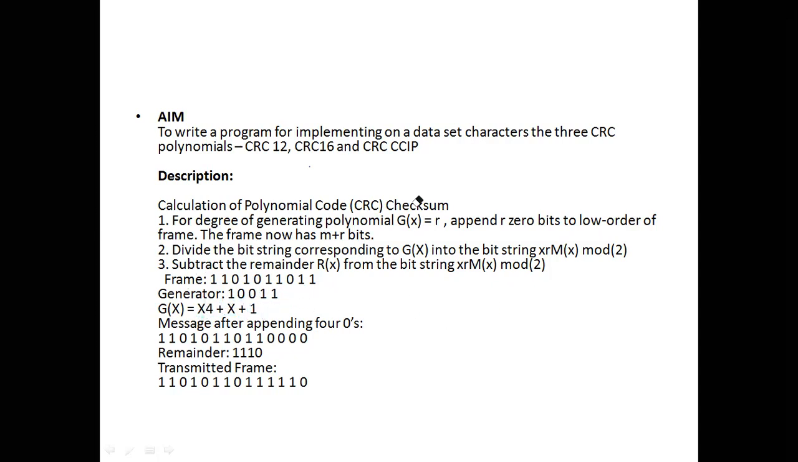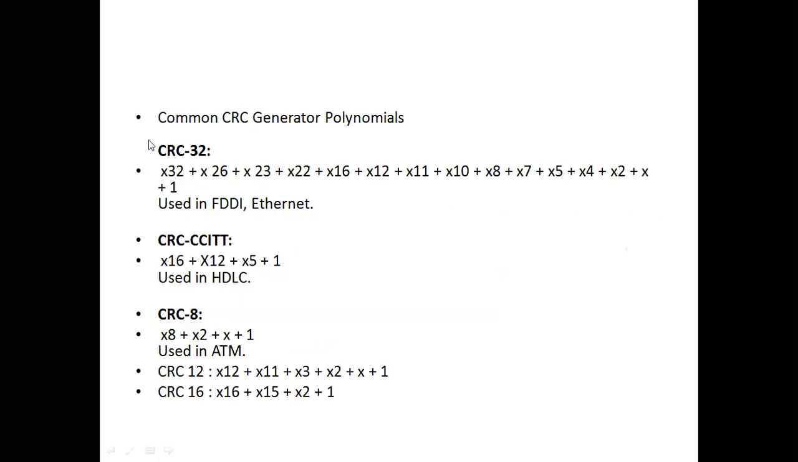So what is CRC 12? The degree of the CRC polynomial will be 12. Okay, see here CRC 32, that means the degree of the polynomial will be x to the power of 32. Here x to the power of 26. So in this way, we can have the generator polynomials. So CRC CCITT, the polynomial is coming from x to the power of 16. Okay, and CRC 8 is nothing but like this. This is the polynomial x to the power of 8 plus x square plus x plus 1.